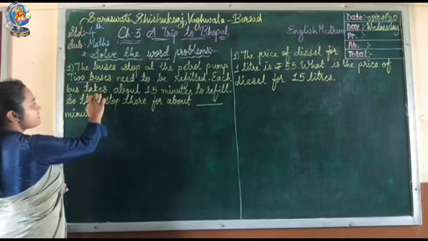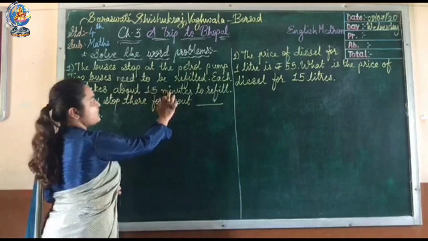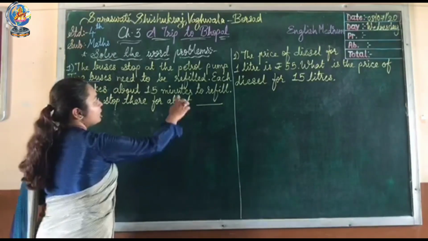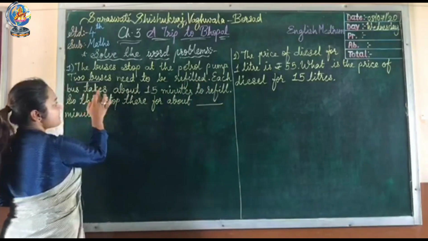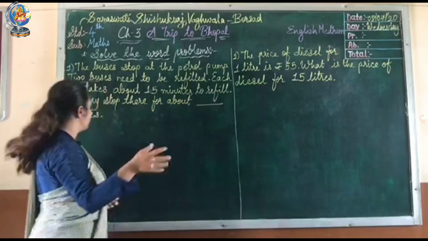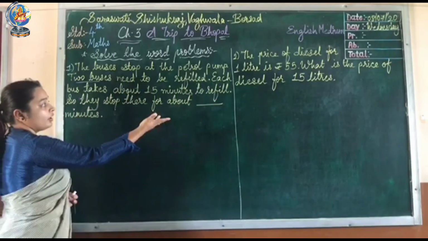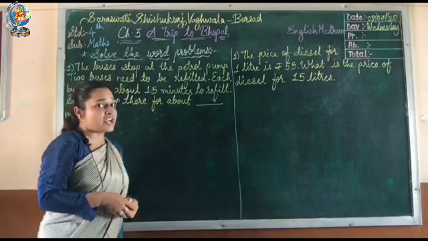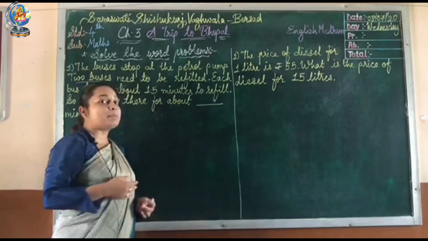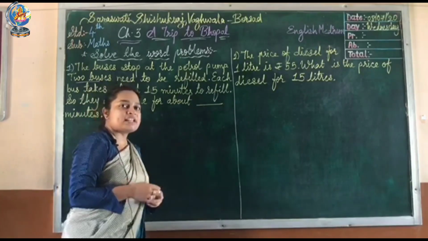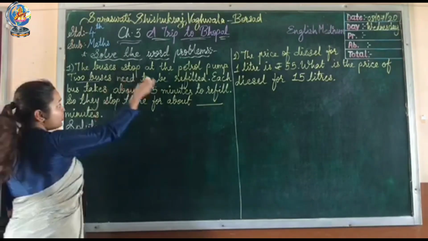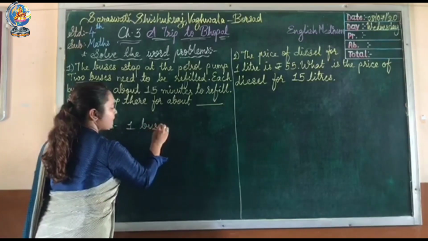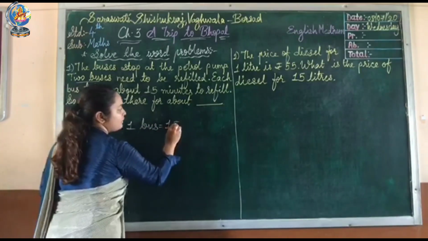Each bus takes about 15 minutes. As you all know, each bus means 1 bus, right? Each bus takes about 15 minutes to refill. So they stop there for about blank minutes. Here we need to find how much time they stopped at the petrol pump. Fine. So let's see that. As per the question's information, 1 bus is equal to 15 minutes.